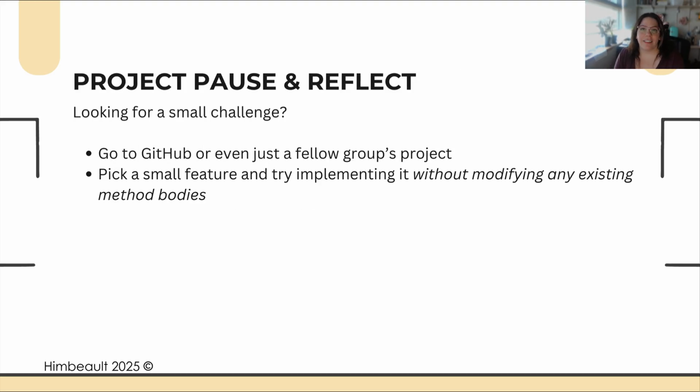All right, that is the end of adding new features to a legacy project. If you're looking for a little bit of a challenge, I would recommend that you, as part of your pause and reflect, go into GitHub, like public repositories of GitHub, or even maybe just a fellow group's project if you're looking for something dialed down just a little bit in terms of challenge, and pick a small feature and try to implement it into that project without modifying any existing body of code. Again, that doesn't mean you can't add implements my new interface, right? That's not the method body or the class body. That's just adding that little implements a given interface and see if you can do it.